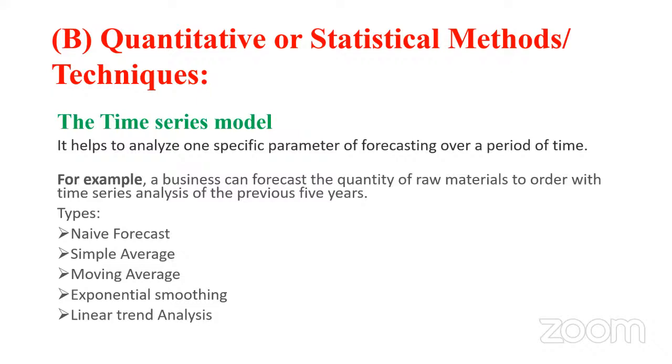The type of time series may be naive forecast, simple average, moving average, exponential smoothing, and linear trend analysis. The naive approach is the simple average method. It may be the moving average method, exponential smoothing, and trend projections, linear trend projections, not the multiple.